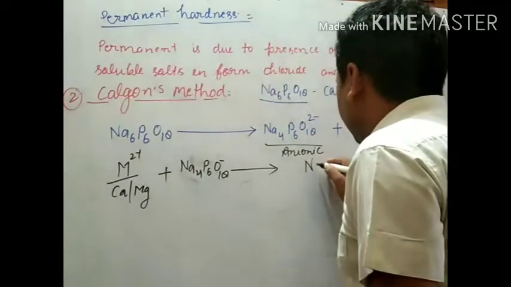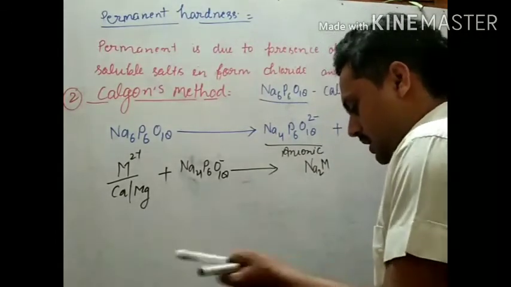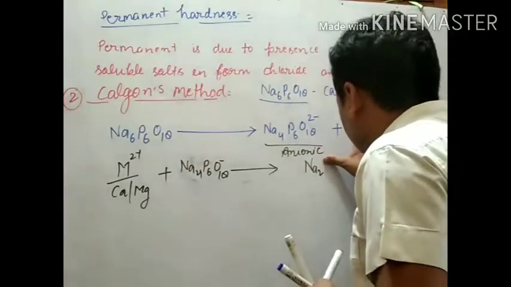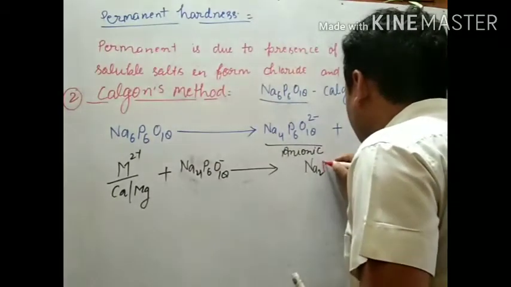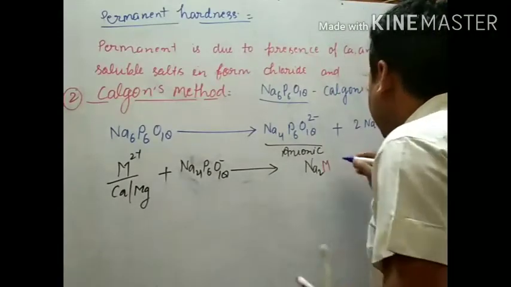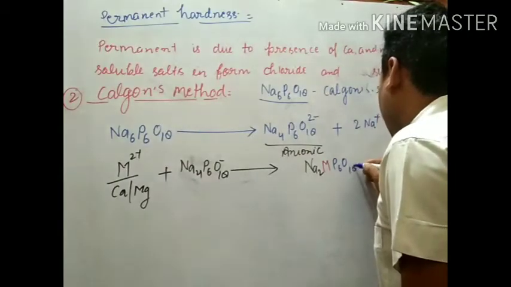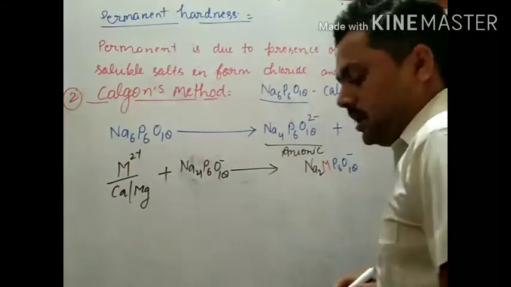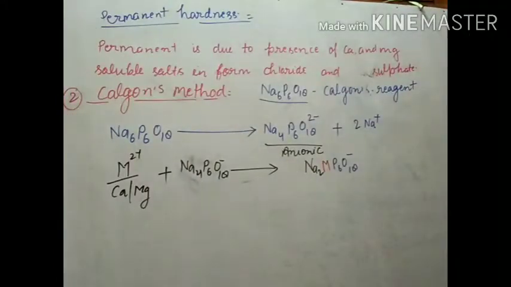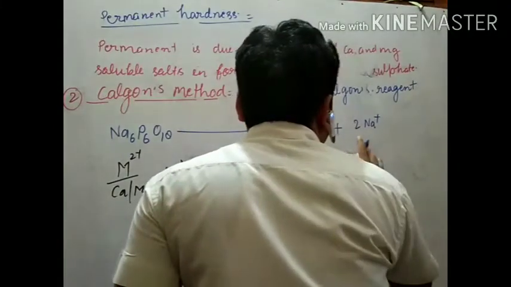Like this, it forms Na2M Na2 M P6O18. Here it forms a complex. So what have you seen here? You have seen that it has formed a complex like this.